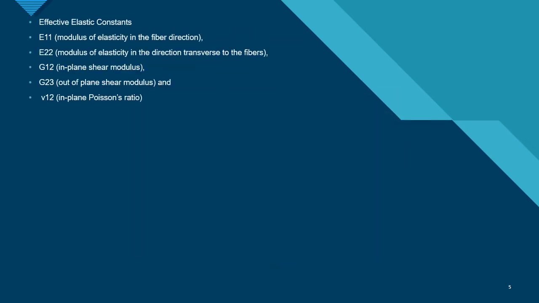So let us see what elastic properties we are going to predict. These are the five elastic constants. We are going to predict the modulus of elasticity in the fiber direction. Then we have the modulus of elasticity in the direction transverse to the fiber. And then we have the in-plane shear modulus, out-of-plane shear modulus, and in-plane Poisson's ratio.